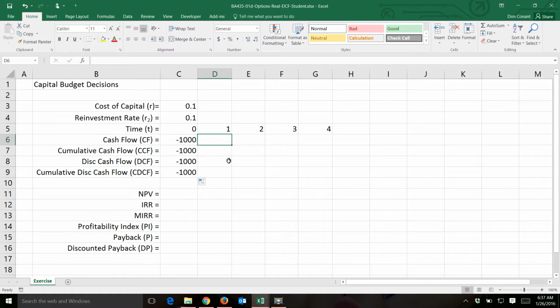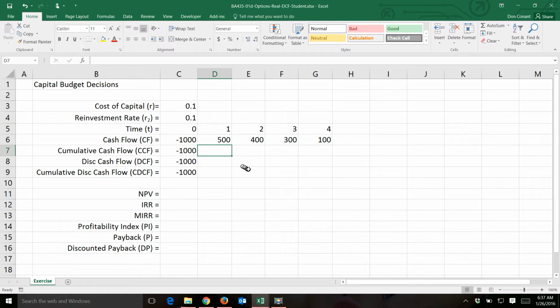Some additional values that we need to put in, where we anticipate that in the first year we'll get $500. In the second year we'll get $400. In the third year we have $300. And in the fourth year, $100.